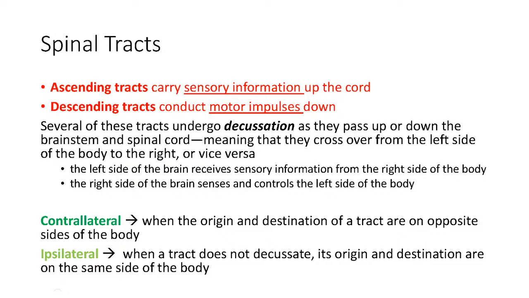So as we said, ascending tracts usually carry sensory information. It's ascending because it's heading up to the brain. Descending tracts carry motor impulses down from the brain.